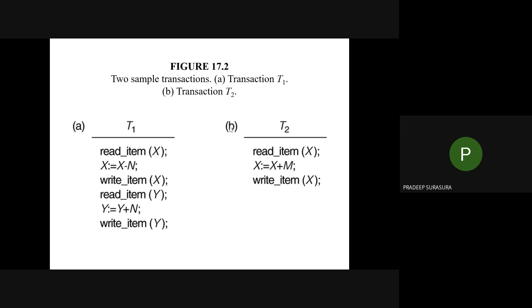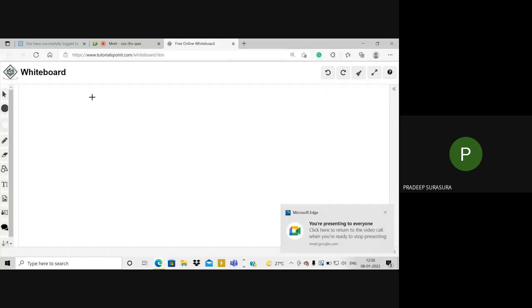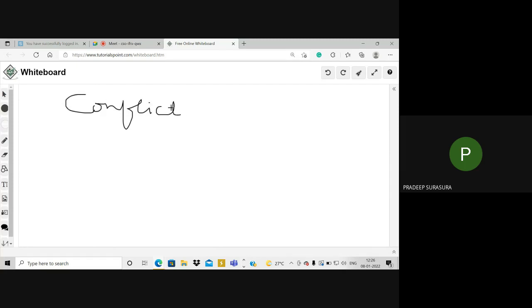When can a transaction conflict occur? Just write down one or two statements. Please understand, I will just scribble here. Transaction conflict: when can it occur? Conflict means when two or three transactions try to have a clash. In general words, we say a clash.